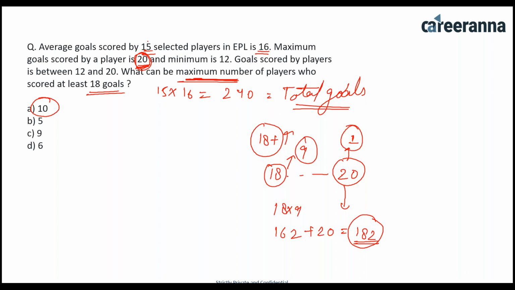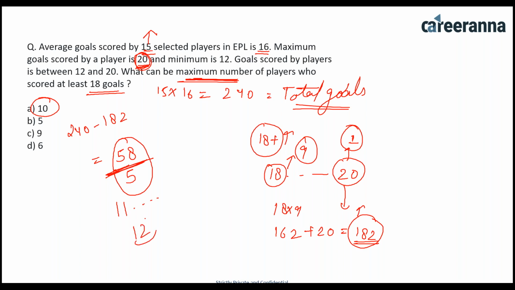Now, total number of players is 15, but 10 persons have scored 182. How many goals are left? 58. Is it clear? 240 minus 182 equals 58. And how many people are left? 5. So I have to divide it by 5. I just want to check the average. So it will be 11 point something. It is not 12.